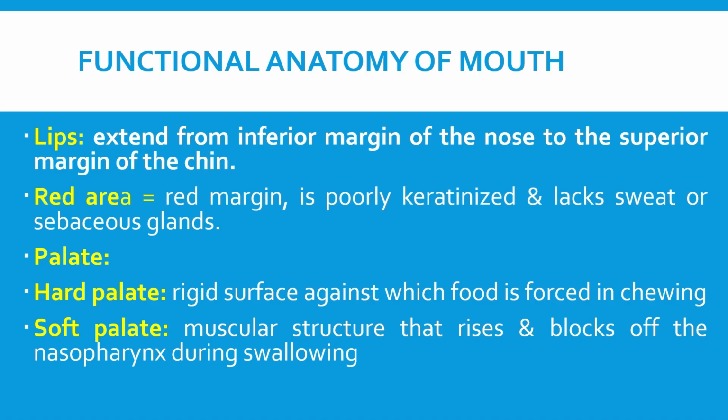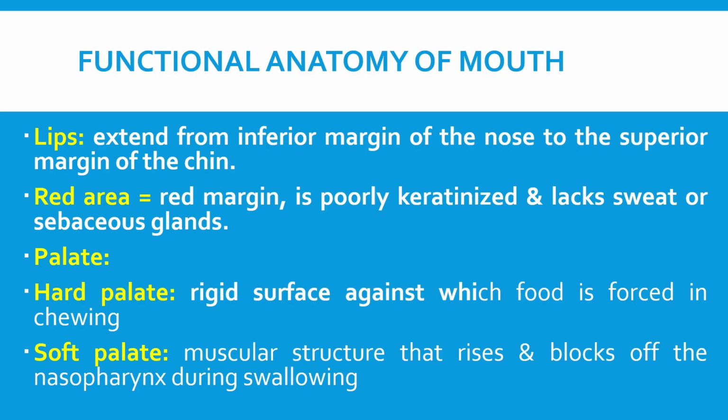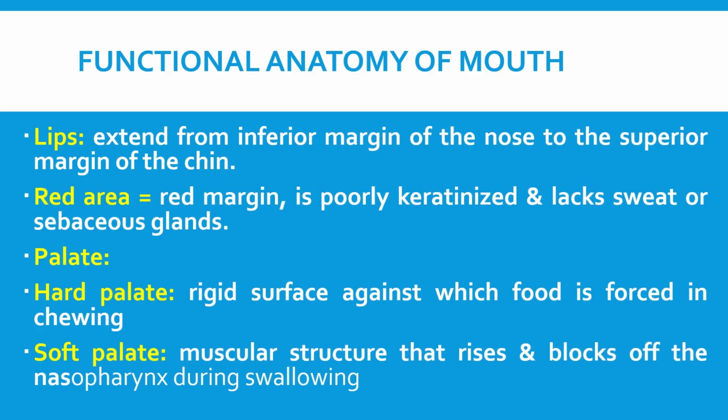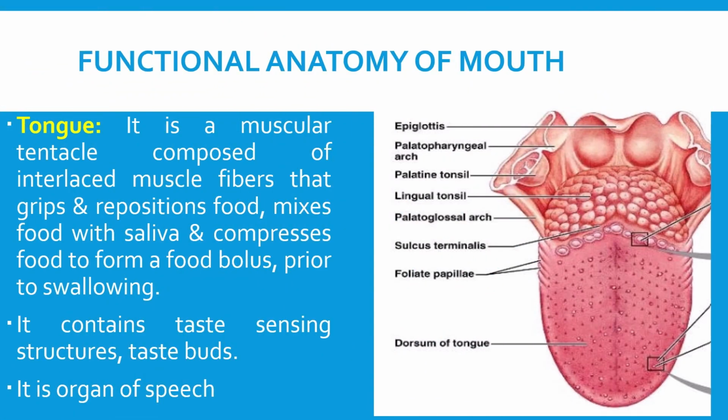The palate is of 2 types, soft and hard palate. The hard palate is a rigid surface against which food is forced in chewing, while the soft palate is a muscular structure that rises and blocks off the nasopharynx during swallowing. The tongue, known as the organ of speech, is a muscular tentacle composed of interlaced muscle fibers that grips and repositions food, mixes food with saliva and compresses food to form a food bolus prior to swallowing.